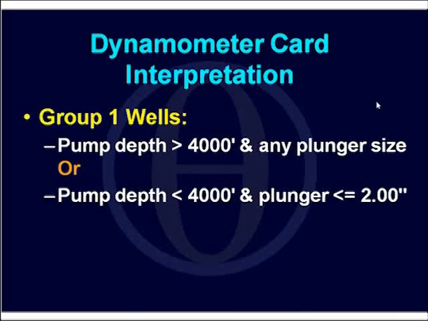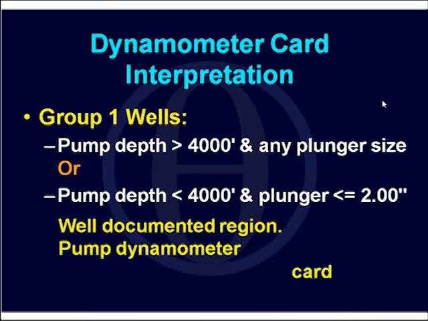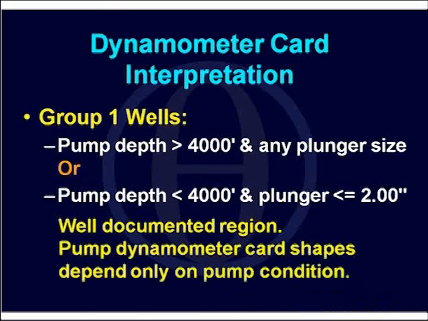And these groups of wells are much easier to deal with when you're doing a diagnostic analysis, because the pump dynamometer card shapes for these wells only depend on the condition of the pump. So if you have a full pump, you're going to have a rectangular shape, for example, regardless of anything else that's going on in the system, regardless of how deep the well is, regardless of whether you're using steel rods or fiberglass rods. If the pump is full, you're going to see a rectangular shape. So it makes it easier to diagnose these types of wells.